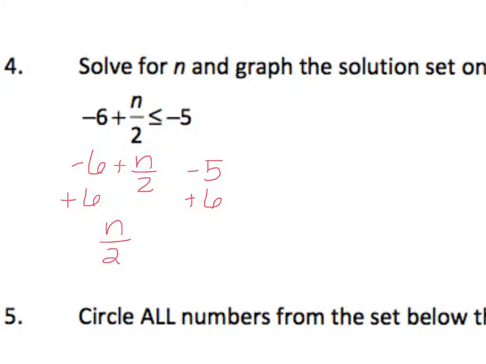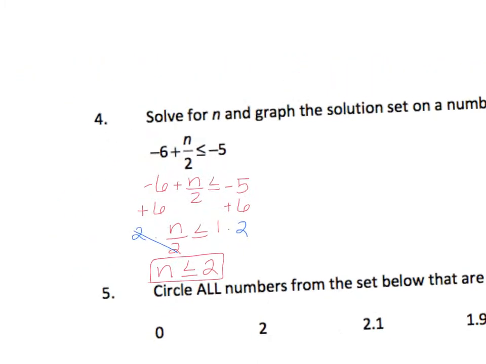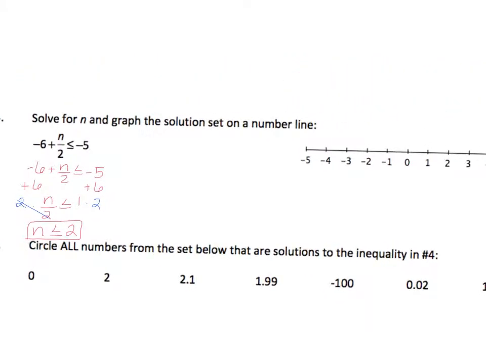But again, it's the same process as you would solving an equation. So now I'm going to multiply both sides by 2 to clear the fraction. I'm going to have n is less than or equal to 2. So now I'm going to go to my graph. Since it's equal to and less than 2, it's going to be a closed circle on 2. And then it's less than, so I'm going to shade where the numbers are smaller than 2.